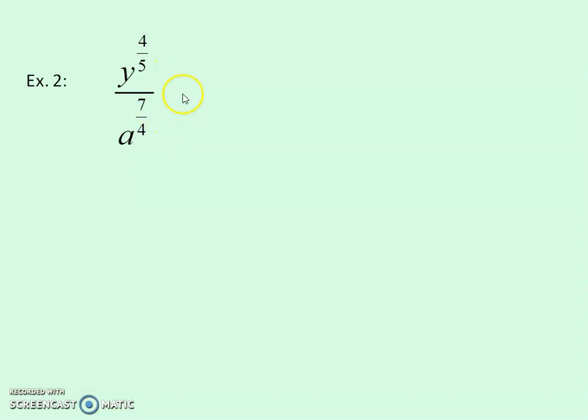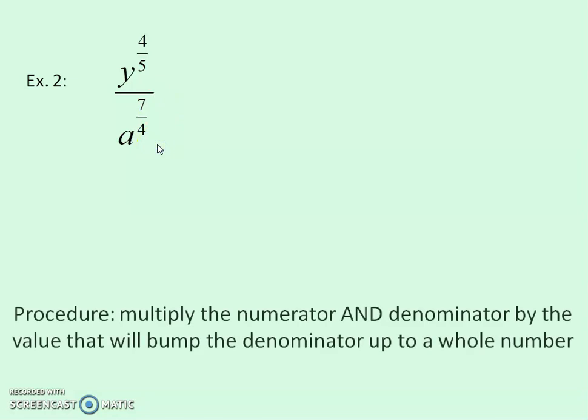So I need to multiply by a certain number of a's, top and bottom, to bump this up to the next whole number. And remember that by whole number, I mean to have multiples of 4. So 4 over 4 would be a whole number. 8 over 4 is the next whole number. And that means that I need to multiply by 1 over 4. That's going to bump this up to 8 over 4, which I know is a whole number.